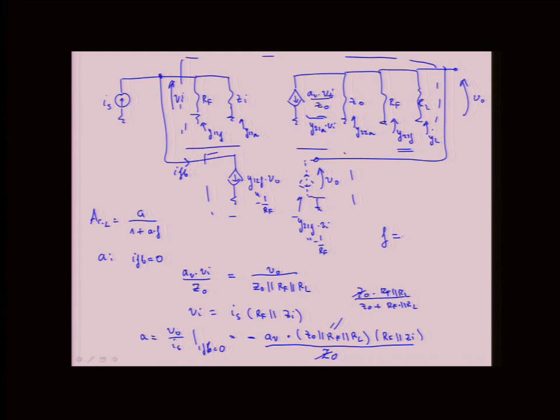F has to represent the flow of information from the output to the input. So, any brave souls? Which current source, voltage-controlled current source, represents the flow of information from output to the input?